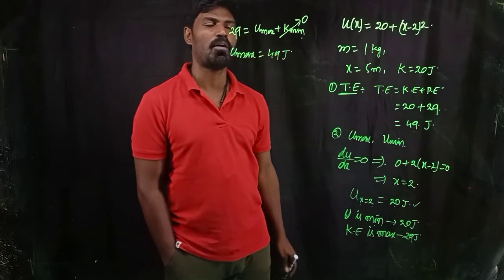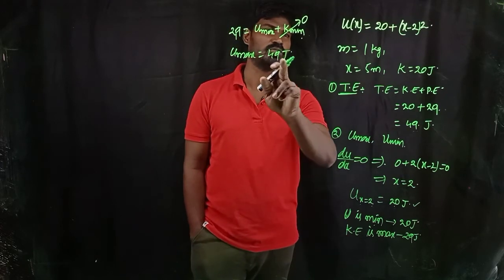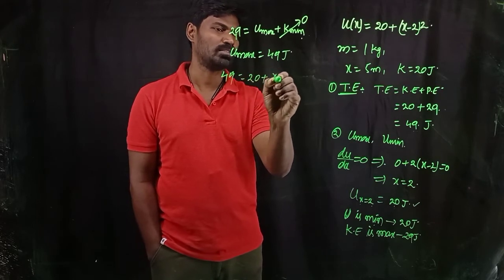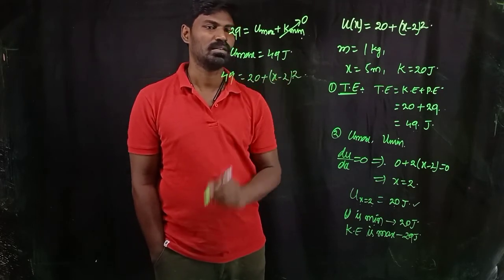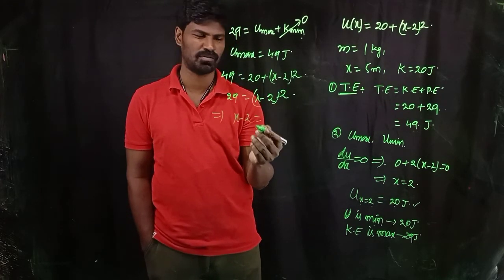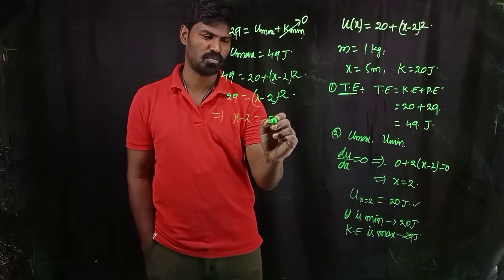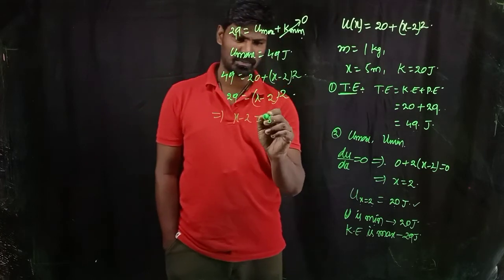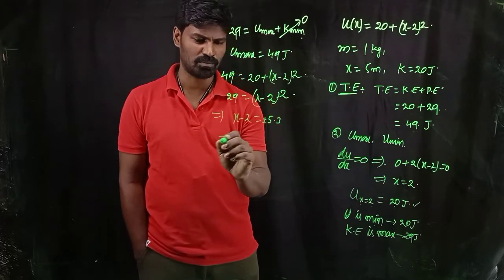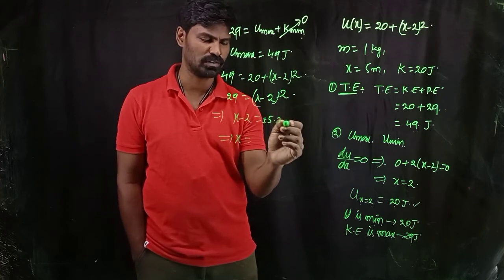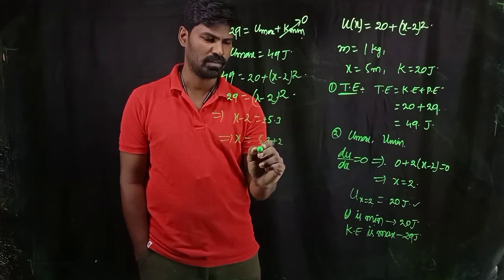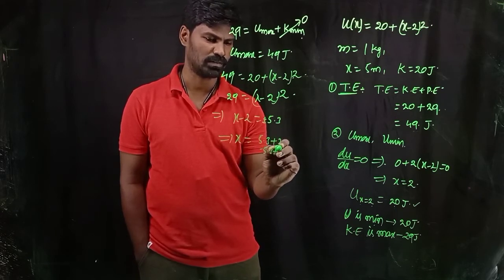And if you wanted to find out the point at which the potential energy is maximum, simply substitute in this expression. Therefore 49 is equal to 20 plus (x minus 2) whole square. Through this, you will be getting x minus 2 is equal to square root of 29. 5 fives are 25, so 5 point something, you will be getting plus or minus somewhere around 5.3 meter. Therefore that implies x is equal to 5.3 plus 2 and minus 5.3 plus 2.